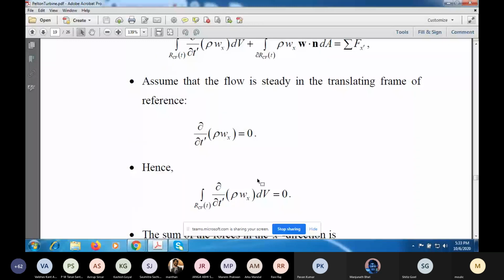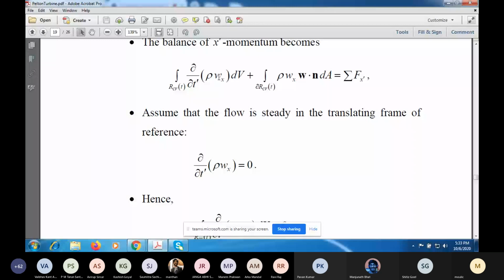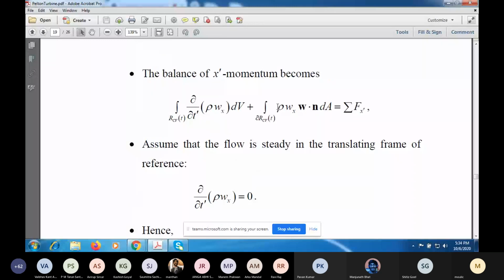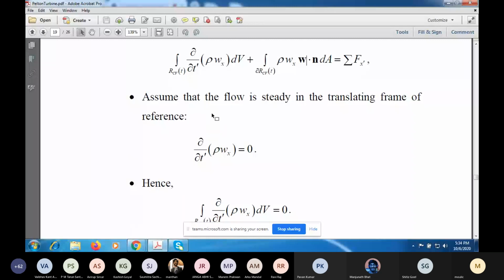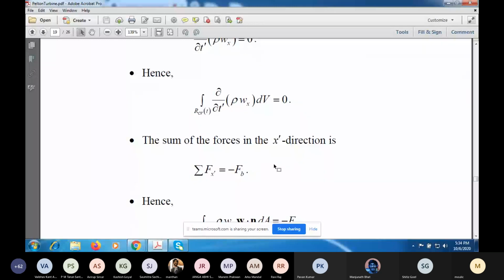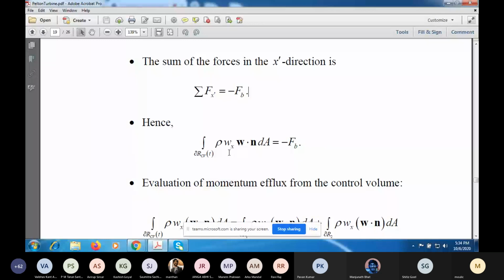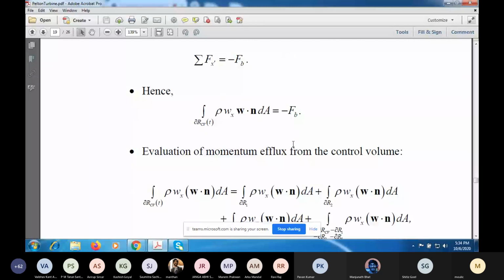And that is the reason why we are using this form of Reynolds transport theorem. I could have also written W_x with V dot n here, and then this would have been del/del t, and then this term would be non-zero. And the sum of forces in the x direction is minus F_B. So you have a simple relation that the flux of relative x momentum through the control volume is the negative of the external force on a blade. So now let us look at the momentum efflux from the control volume.